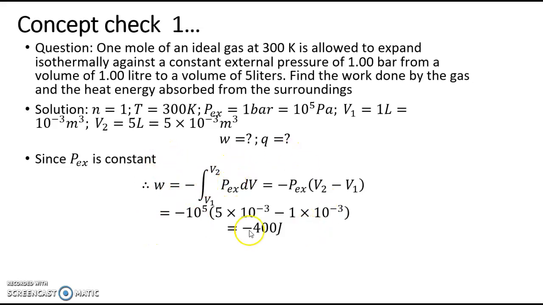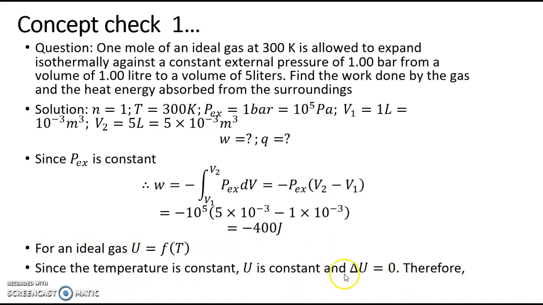Now, the next question is find Q. From the first law of thermodynamics, the change in internal energy is equal to Q plus W, which implies that Q equals minus W, because for an ideal gas, U is a function of T only, and our delta U is equal to 0. Therefore, our Q equals minus W. So minus minus 400 is positive 400 joules.